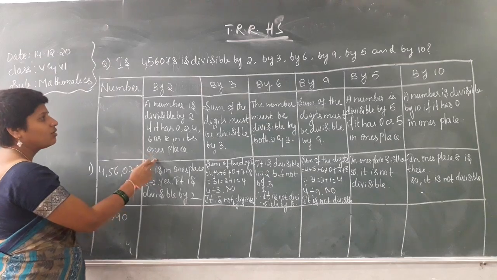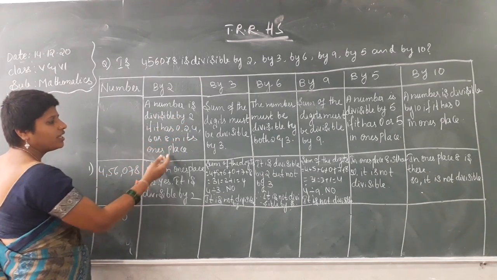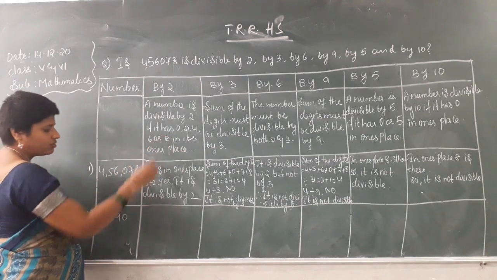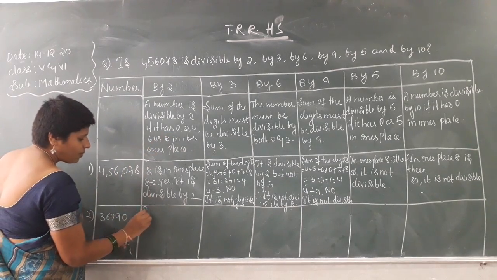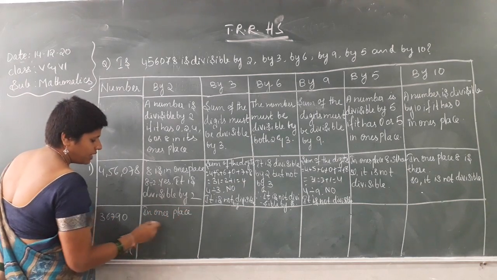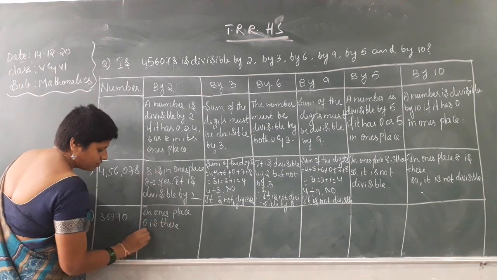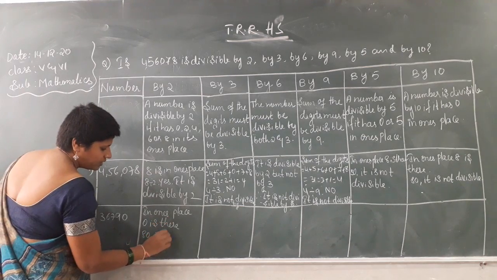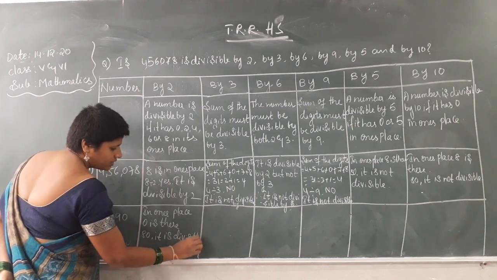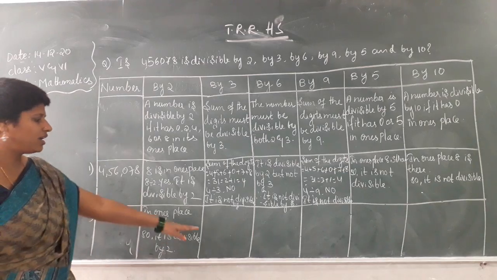Now what is the rule? A number is divisible by 2 if it has 0, 2, 4, 6 or 8 in ones place. So what is there in ones place? 0. So write down: in ones place, 0 is there. So it is divisible by 2.